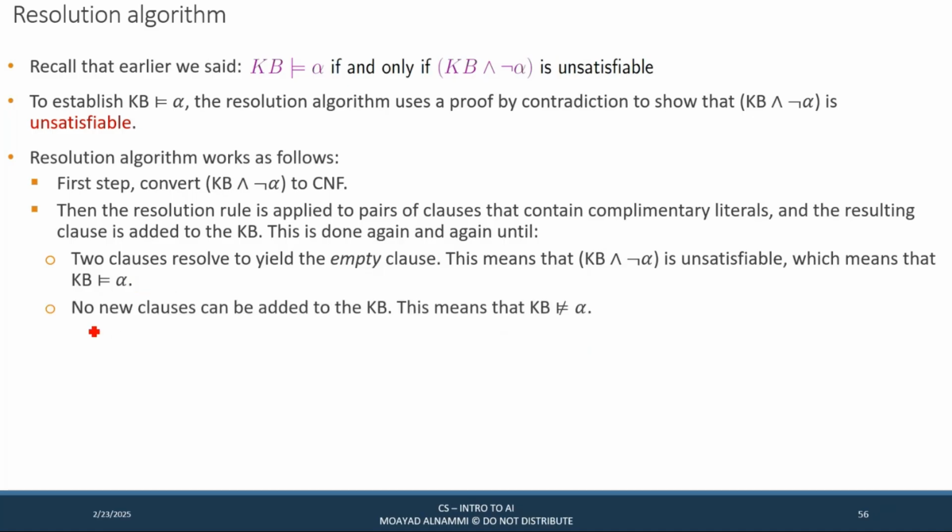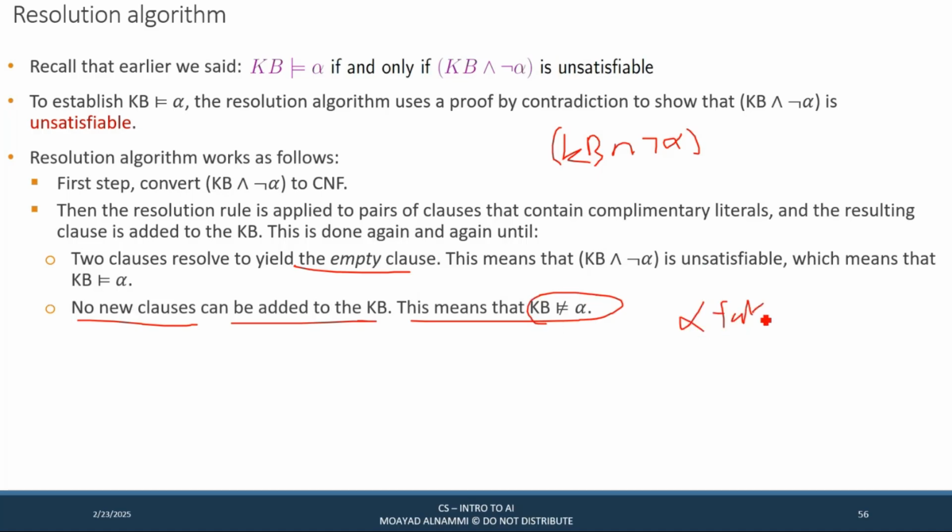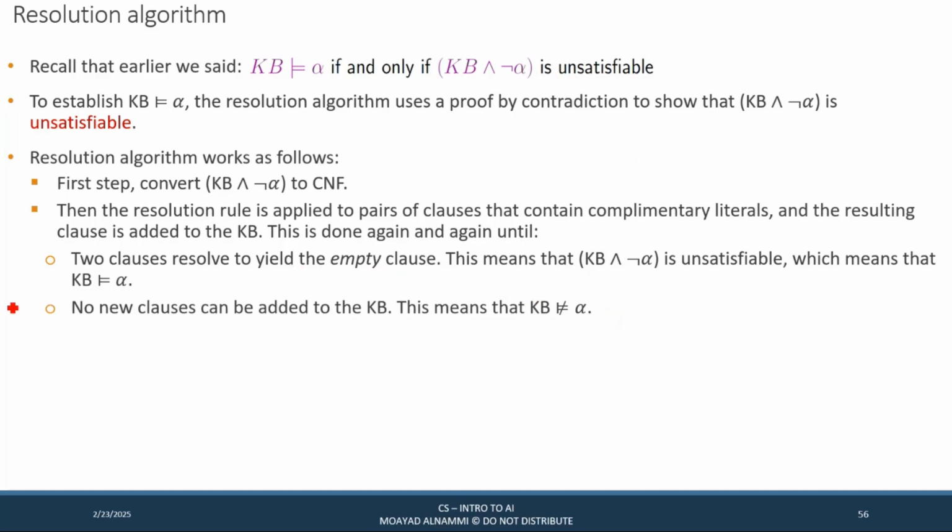What can happen is that you may not find this empty clause. If you add not alpha to your knowledge base and find no empty clause as you continue resolving clauses, and no new clauses can be added to the KB, this means that KB does not entail alpha. Does it mean that alpha is false? No. All it means is that I can't answer the question, right?